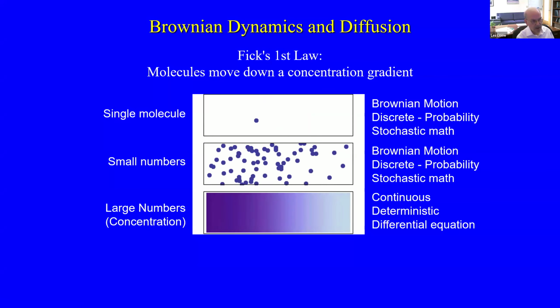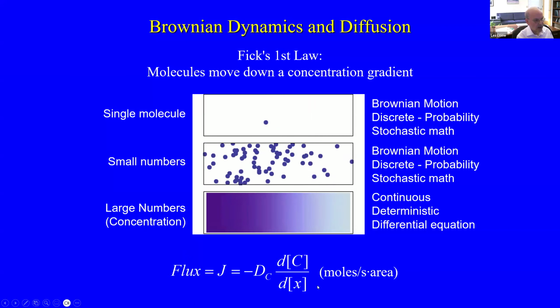And so the probabilistic solution, the stochastic solution, is given by following each molecule individually using probabilities. You know what the average movement of the molecule is based on its diffusion coefficient, so you can calculate a probability that a molecule will cross a barrier. But if you have large numbers, you're in better shape because then you can solve it using differential equations.